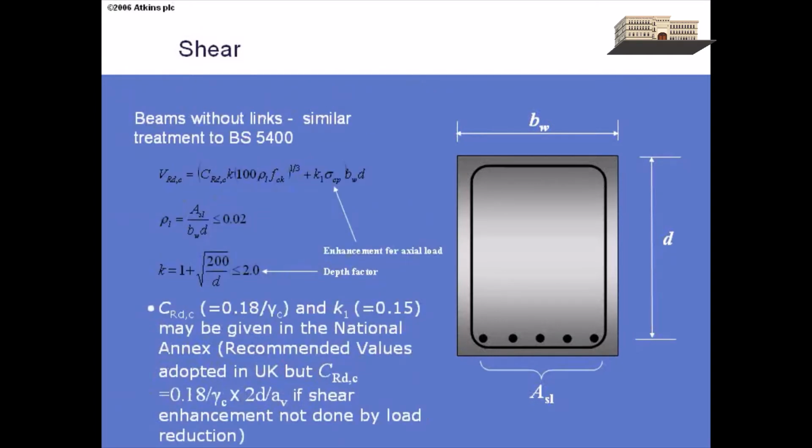Just jumping back to the previous one, the term I didn't mention is sigma CP, which is the effects of axial force. So if you have axial compression, then that increases your shear resistance. And there was a similar term in BS500 for columns, but this has a much more significant effect. The effect in BS500 was very small. This is actually reasonably significant. The other thing to notice is that sigma CP acts in both directions. So if it's compressive, it improves the situation, and if it's tensile, it actually makes it worse.